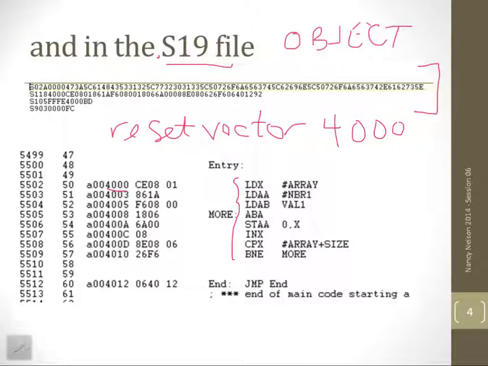Now, you will also, in your S19 file, see that 4000 as a starting address here. So we saw address FFFE. Here, we're seeing address 4000. And if we look at what follows that, CE 08 01 86 18 A F6.